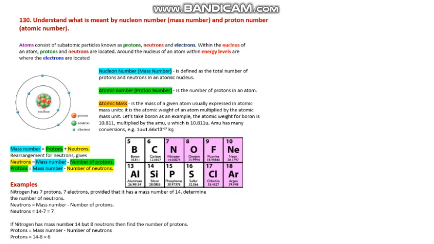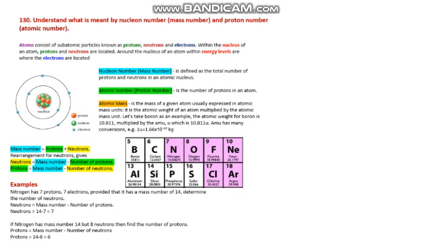Now let's have a look at these following two examples. So nitrogen has 7 protons, 7 electrons. Provided that it has a mass number of 14, determine the number of neutrons. Well, the number of neutrons is equal to the mass number subtracted by the number of protons. The mass number is 14, and the number of protons is 7, so we do 14 minus 7 equals 7 neutrons.